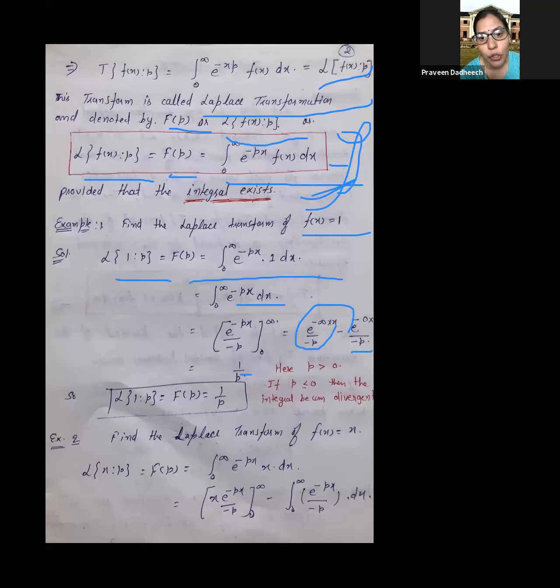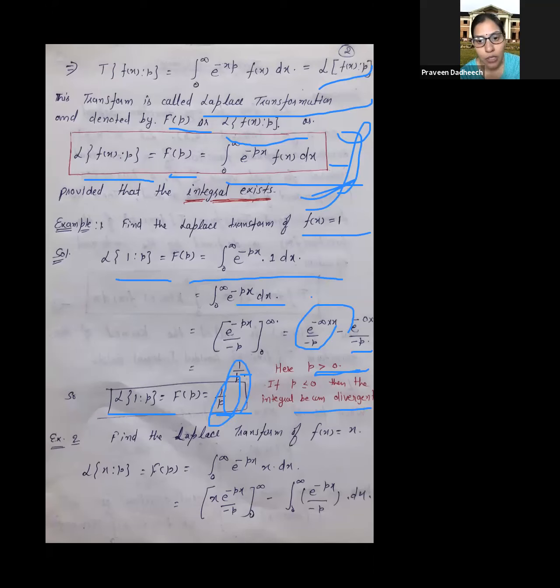Here p should be greater than 0. This must be defined: p should be greater than 0. If p is less than 0, then our integral becomes divergent. So always this p must be greater than 0. So we can say the Laplace transformation of 1 equals 1 upon p. This is the basic formula. We have to remember this: Laplace transformation of 1 equals 1 upon p.